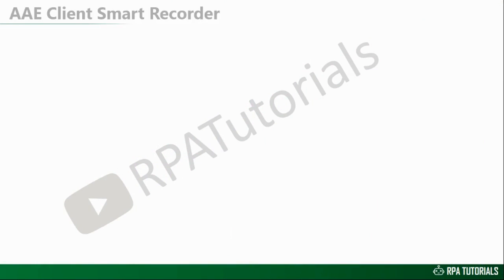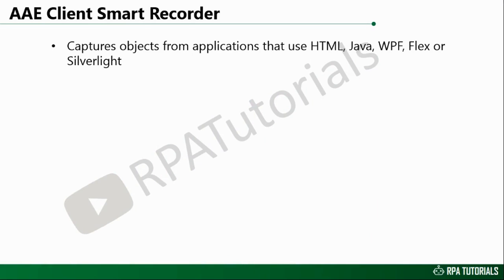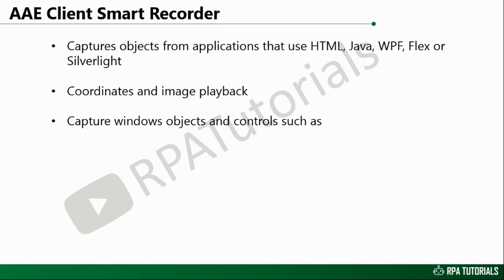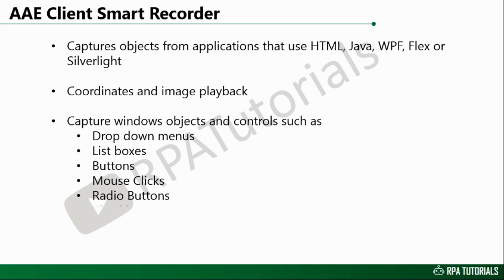Smart Recorder is used when you want to record a task or a series of actions on your computer while building tasks that require capturing objects from applications that use HTML, Java, WPF, Flex, Silverlight. It also captures coordinates and an image of the sections of the screen where the action is being performed while recording the task. Smart Recorder is a powerful tool and helps capture Windows objects and controls such as text from drop-down menus, list boxes, buttons, mouse click actions, and status from radio buttons and check boxes.